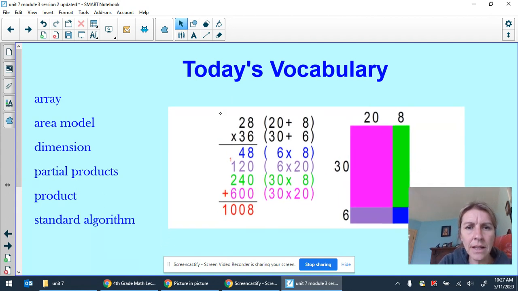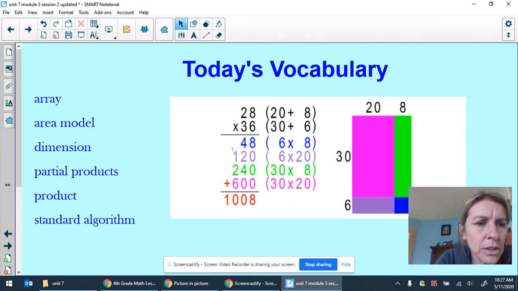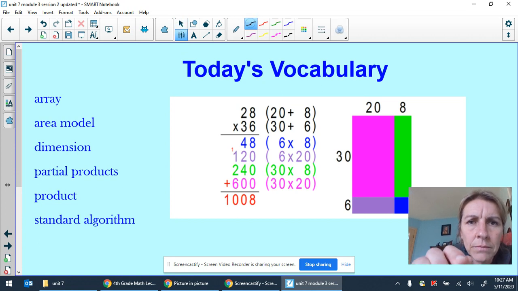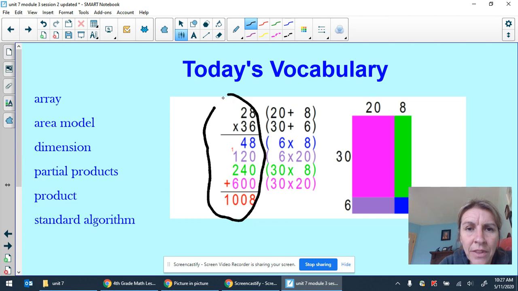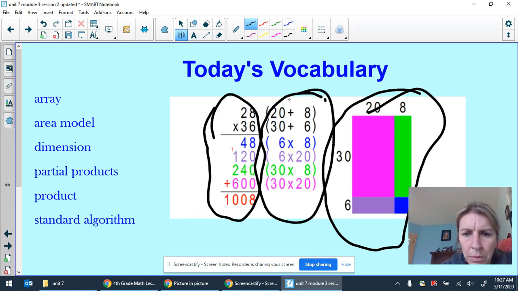Oh, I didn't practice how to write. Let me just get this back. I should have practiced this because I always have trouble. Let's just see. Oh yeah, look. So this is the standard algorithm. Actually, they used partial products here. Here's an area model. Here's partial products. So we'll be doing all those.